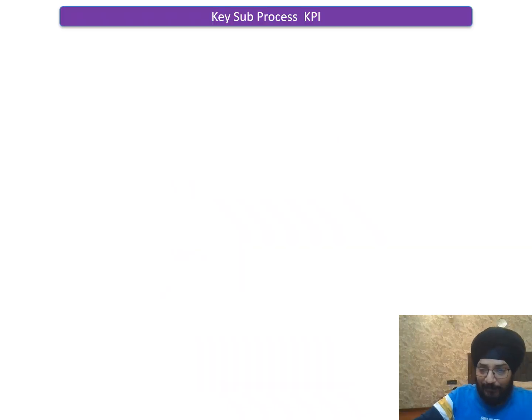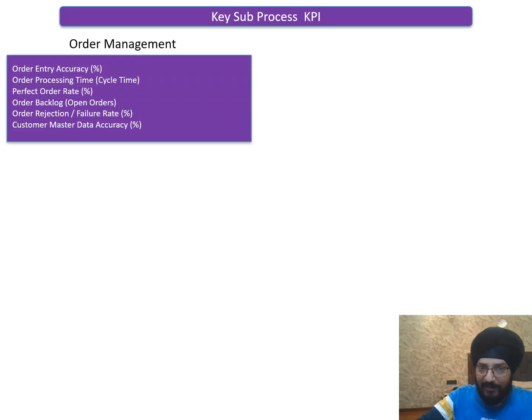Okay, so let's quickly have a look at all the KPIs at the sub process level. Let's spend a couple of minutes to understand what these KPIs are. Largely, KPIs are key performance indicators that will help us guide the efficacy of the process. When we measure these KPIs, we can confirm that our process is working fine. And each sub process has its own set of KPIs because each sub process is unique in itself.